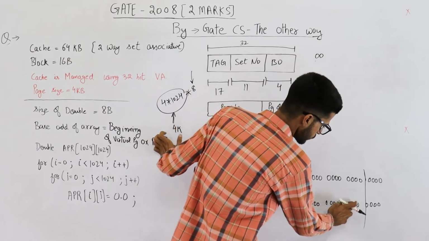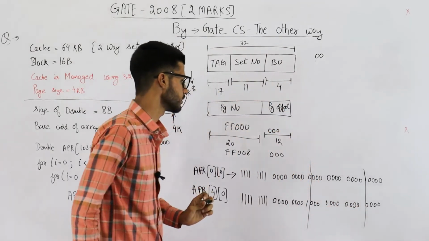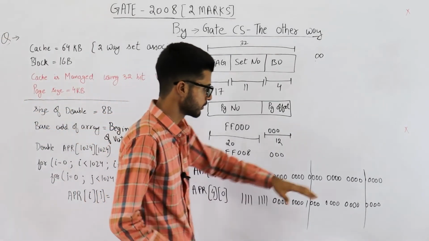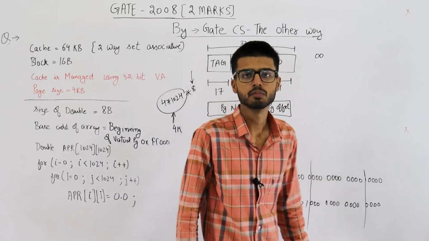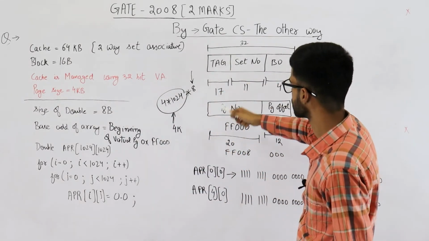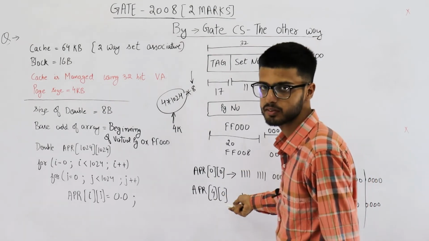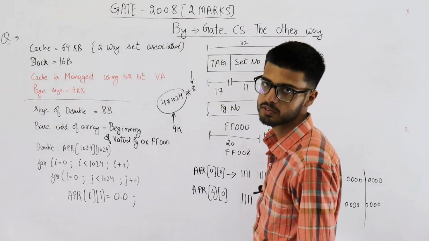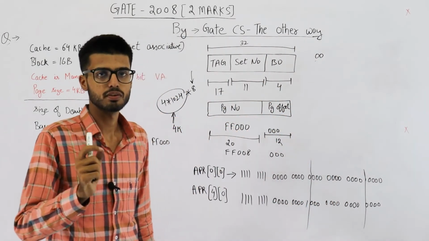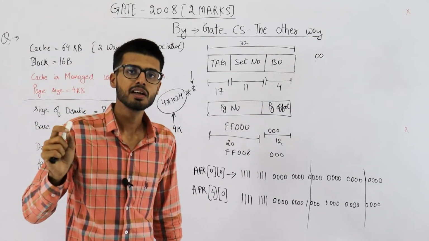So 0, 0. That means this one will also be a 0. And this one is anyway 0. So you see, this part is similar. Okay. This one and this one is similar. That means both of these addresses, address 00 and address 40, they have the same set number, which means the index used for the purpose of placing them into cache is the same.